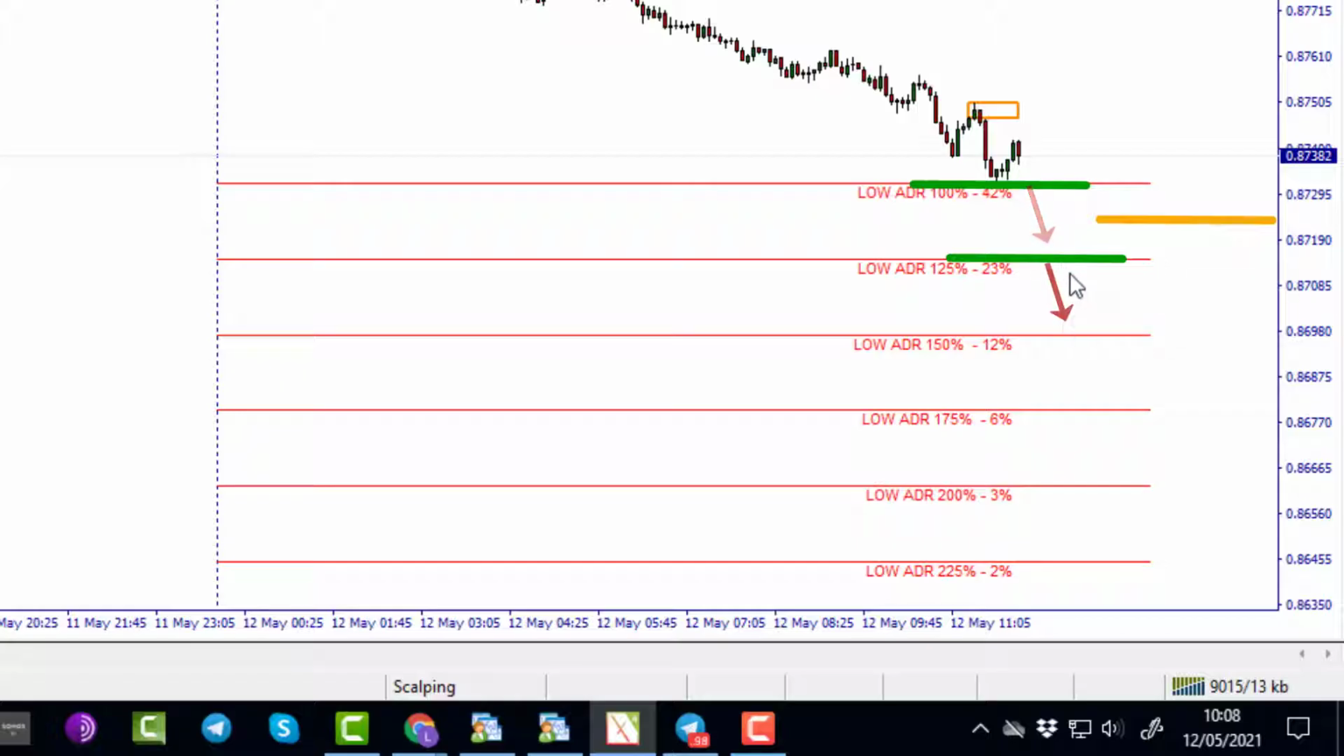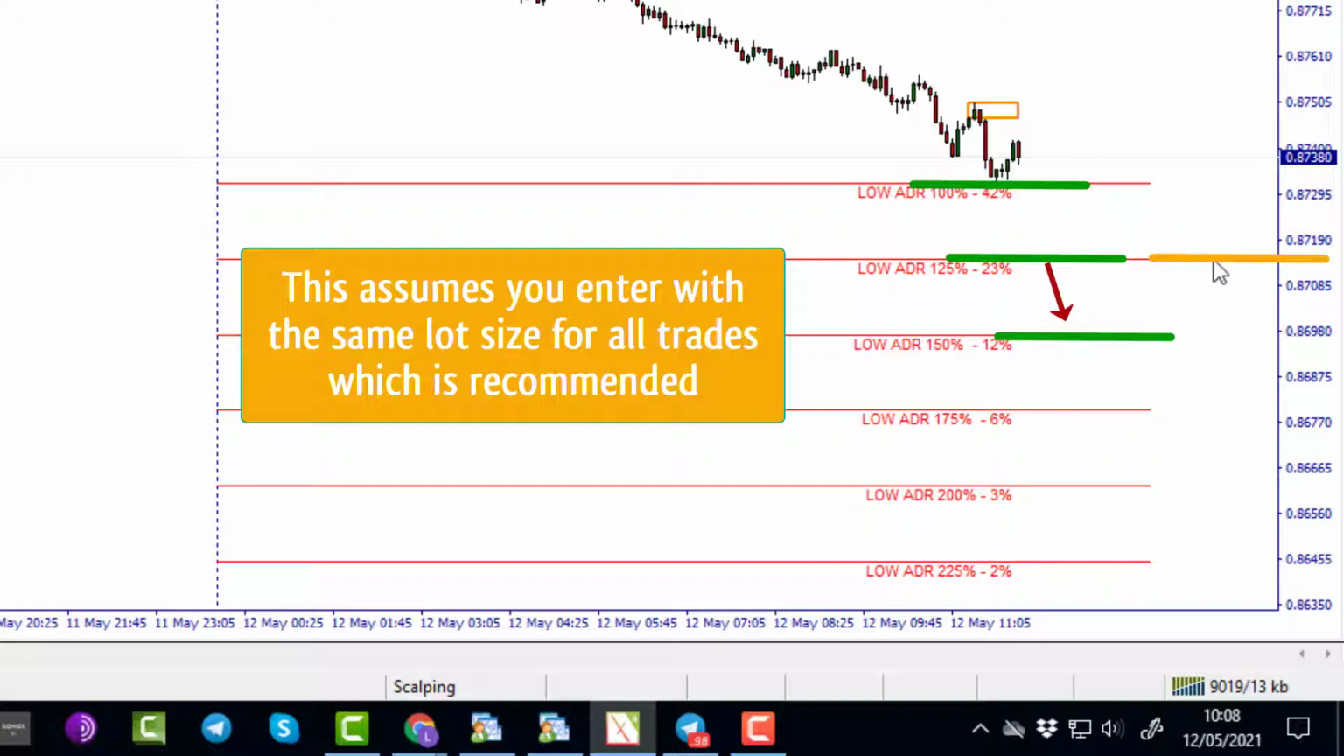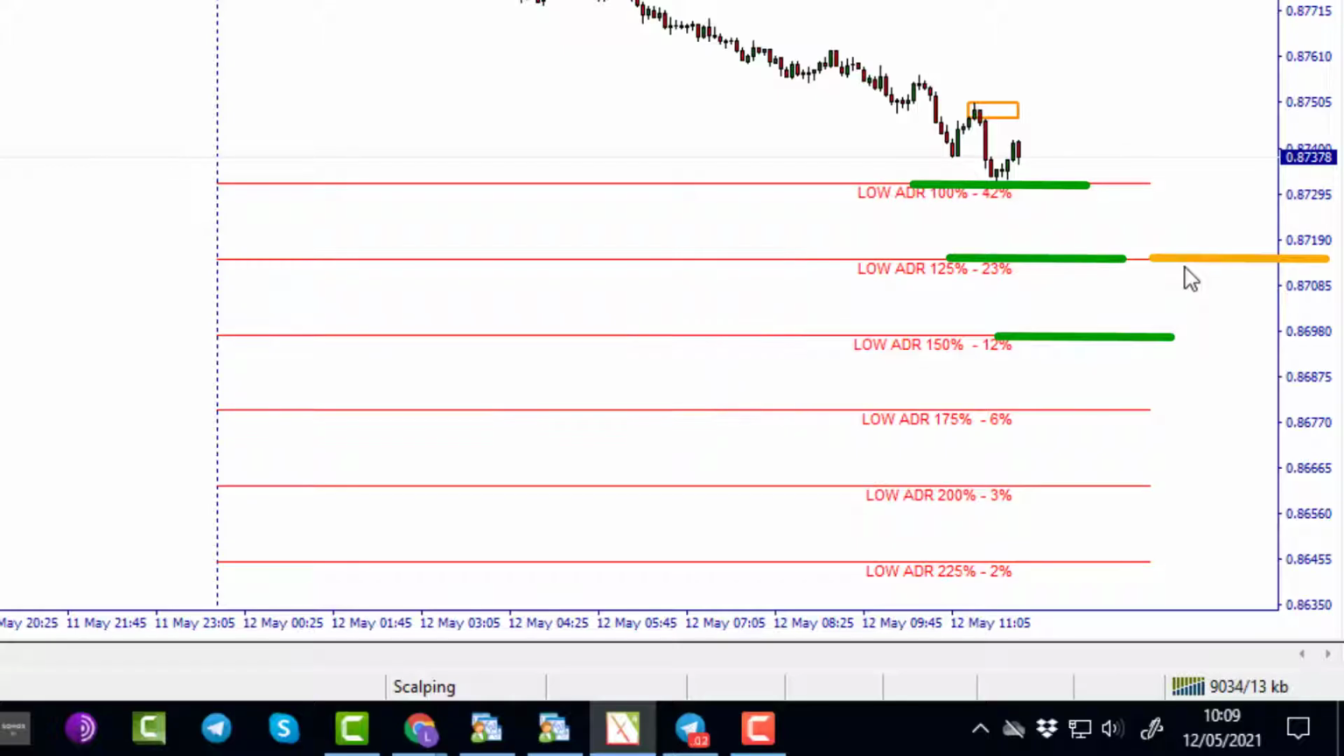If price then continues to push further and gets down to 150% of ADR, your average price will then be at 125% of ADR, because you've got 3 positions in, and the average price will now be in the middle of those two. And you can repeat that process as many times as you like at different ADR levels, all the way up to 225, or even higher if you want to average in to the position. And what this means is that you don't need much of a pullback to get your trade back to break even.